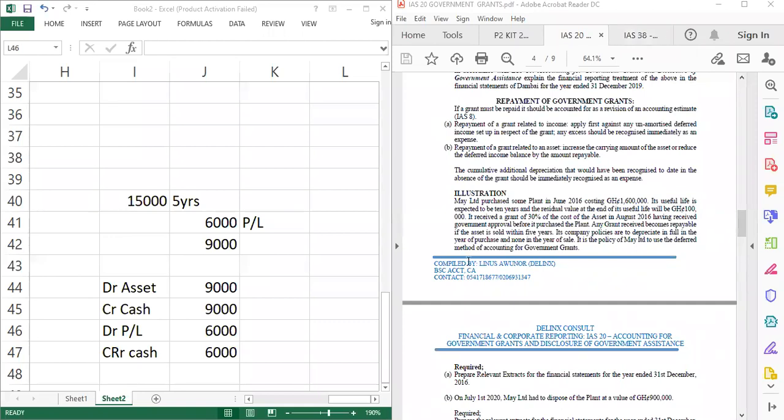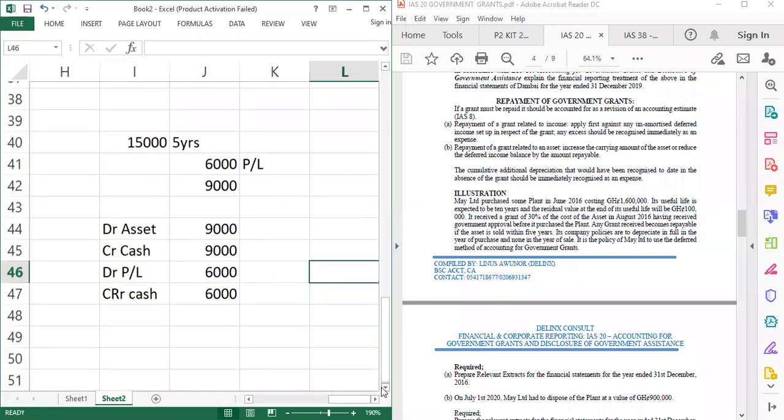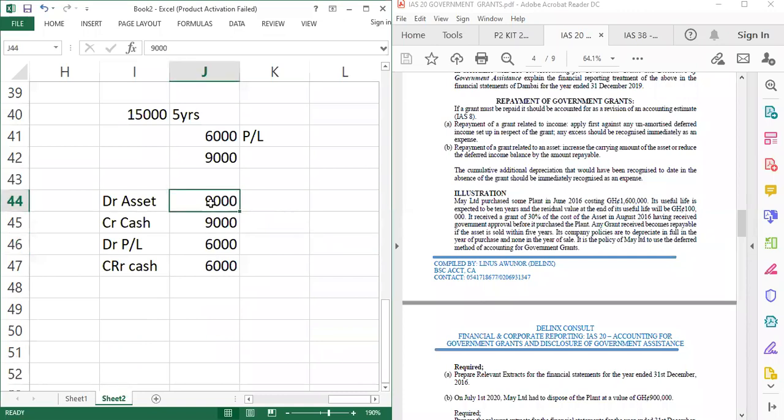Auntie Eva. Linus, yes. Which question? Illustration under the repayment of grant.